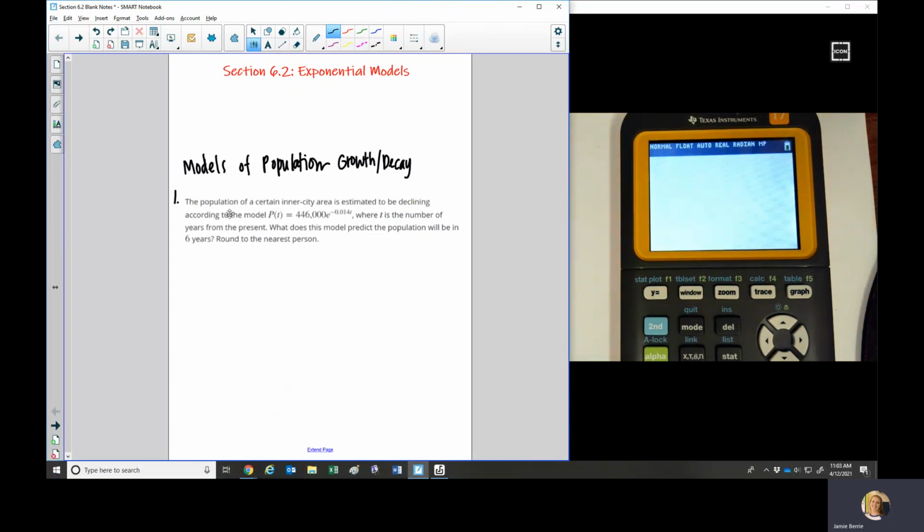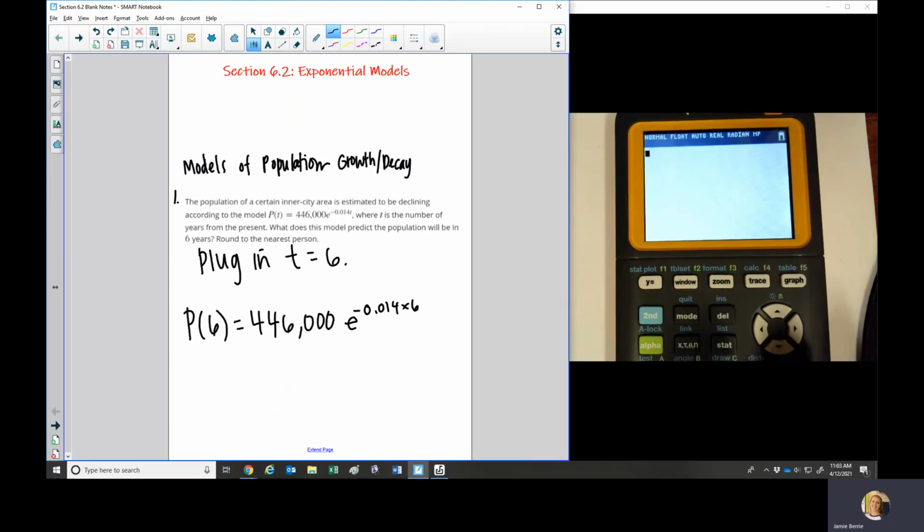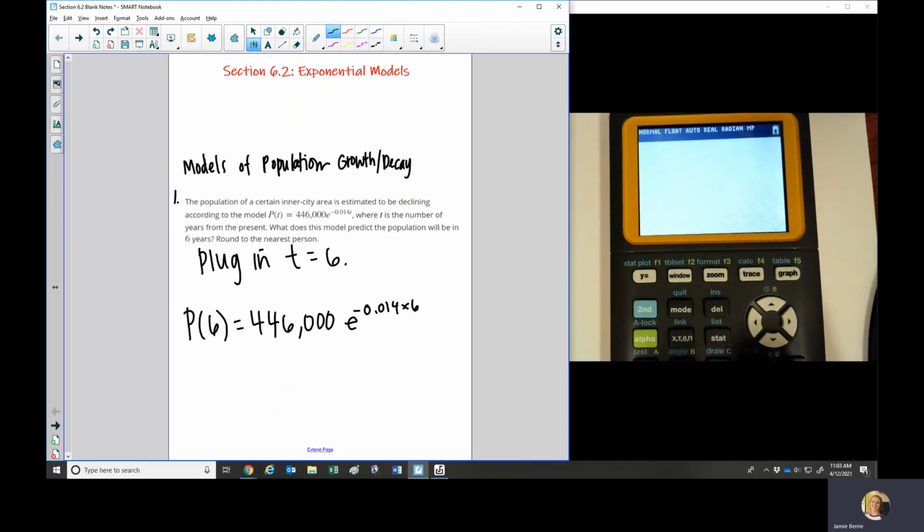All right, so let's look at our problem. It says t is the number of years from the present. So they want to know, what is the population going to be in 6 years? So all we need to do is plug in t equals 6. So P of 6. The population after 6 years is going to be 446,000 times e to the negative 0.014 times 6. Let's plug that in our calculator. Just be really careful. Make sure you plug this all in correctly.